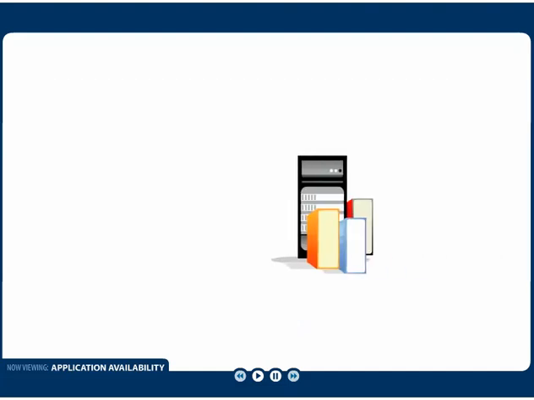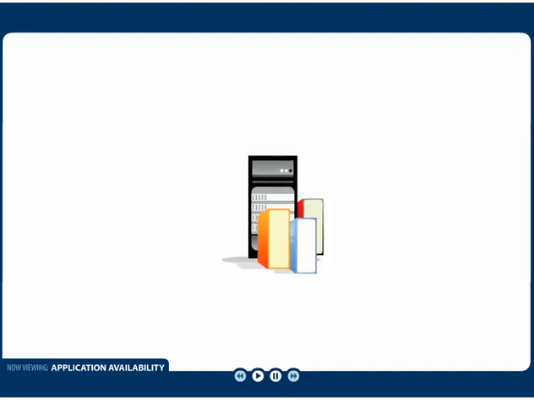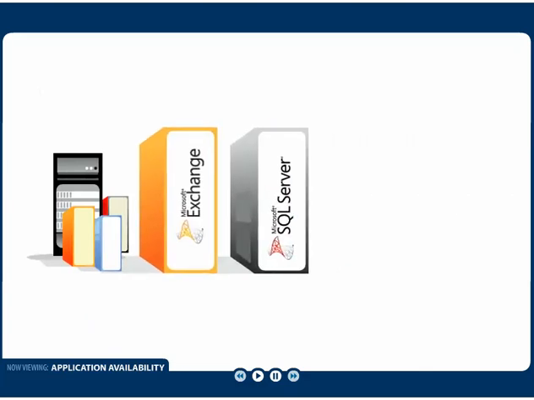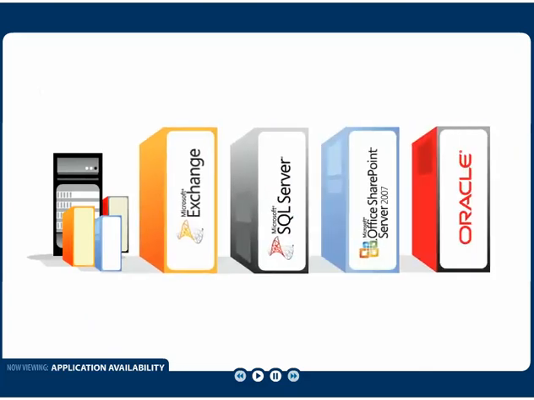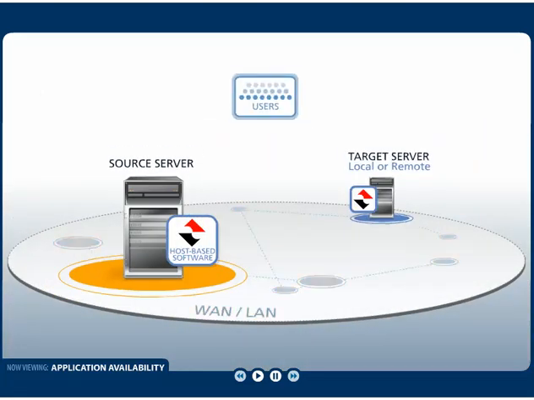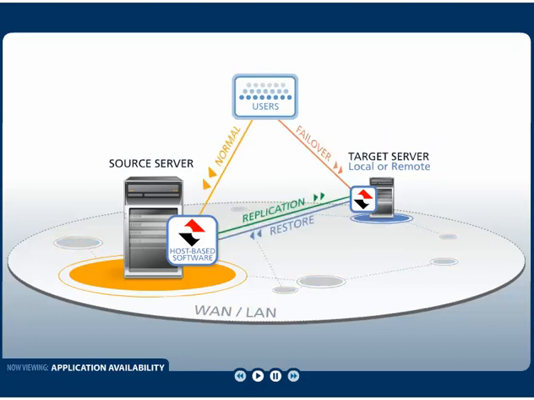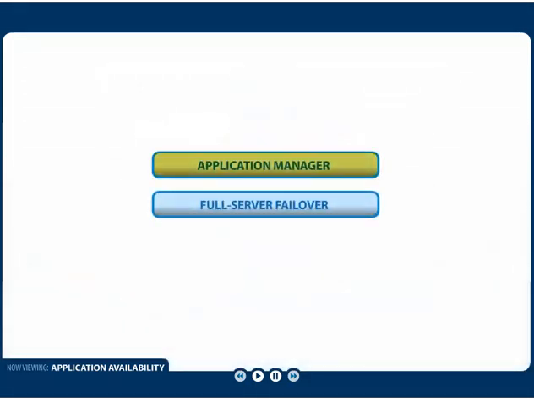Double-Take Availability is hardware and application independent and protects Exchange, SQL Server, SharePoint, Oracle, and more. Double-Take Availability will monitor the production server or application and automatically fail over to the standby server in the event of an outage. Failover can be at the application level using the Application Manager feature or at the full server level using the Full Server Failover feature. Choose Application Level Failover or Full Server Failover.